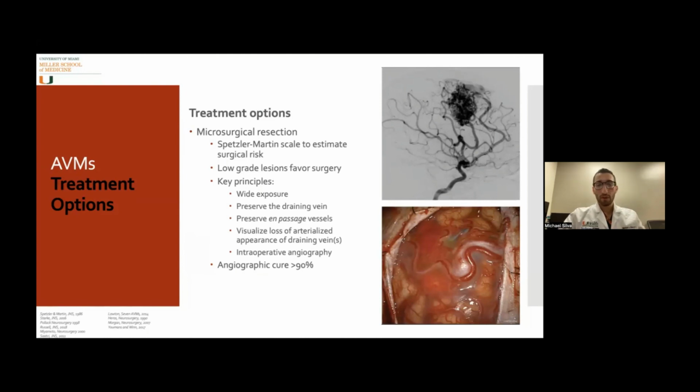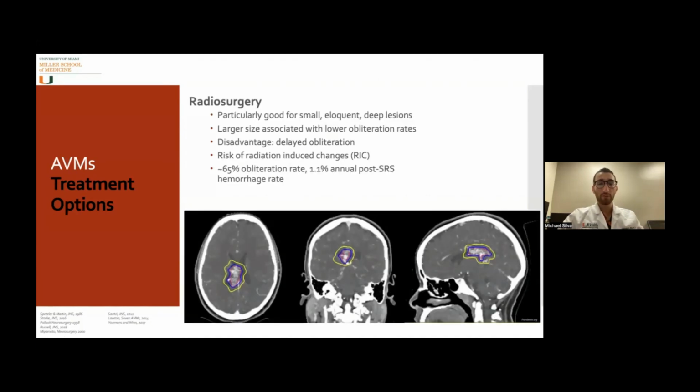Key principles, and other people in this department are much more equipped to discuss this than me, but major principles for AVM resection: you want a wide exposure, you want to preserve the draining vein until the very end. You also want to preserve the en passage vessels that are feeding normal tissue, and you want to visualize the loss of the arterialized appearance of the draining veins. Intraoperative angiography is often used to confirm complete removal of the AVM, and angiographic cure is achieved in at least 90% of these cases.